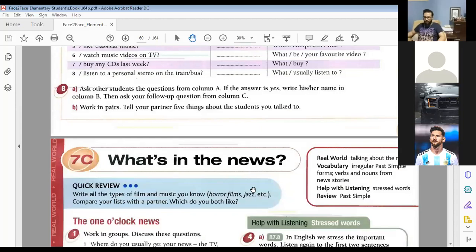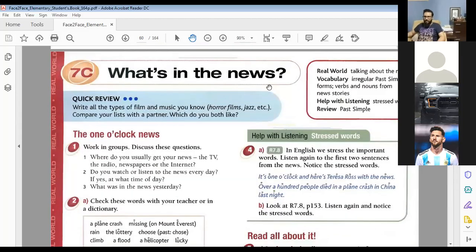We can move on to our next lesson. What's in the news? All right. So in this lesson, we are going to talk a little bit about the news. And we are going to talk about irregular past simple forms. Normally when we change a verb to the past, we have regular verbs and irregular verbs. Remember the lesson about Nelson Mandela? Do you remember when we talked about irregular verbs? So here we are going to talk about more irregular past forms.